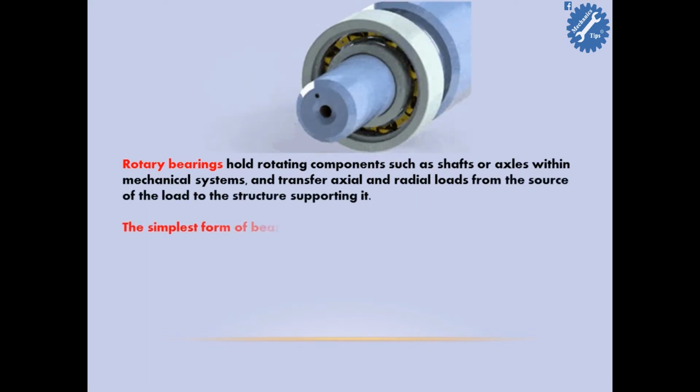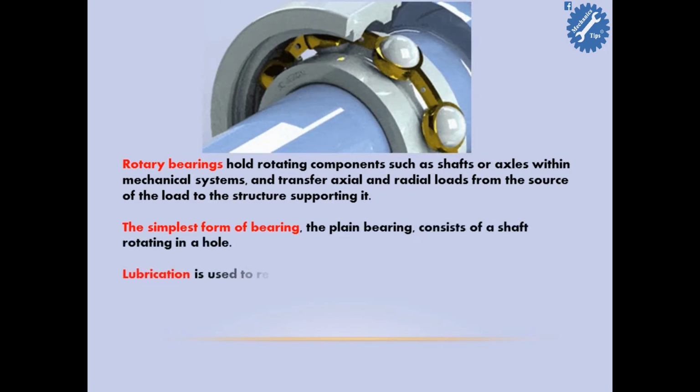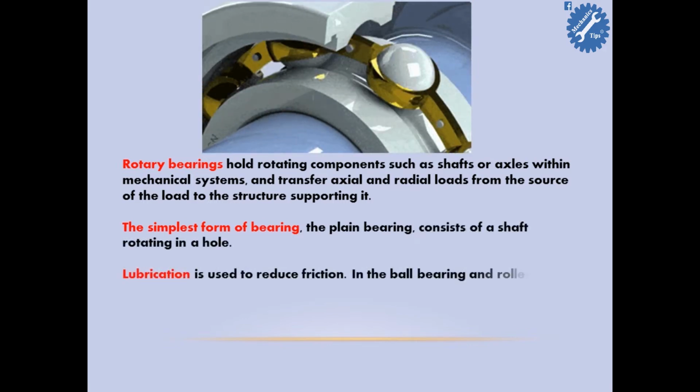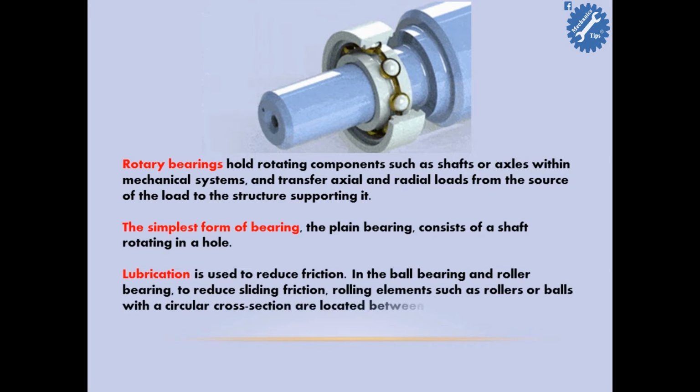The simplest form of bearing, the plain bearing, consists of a shaft rotating in a hole. Lubrication is used to reduce friction. In the ball bearing and roller bearing, to reduce sliding friction, rolling elements such as rollers or balls with a circular cross-section are located between the races or journals of the bearing assembly.